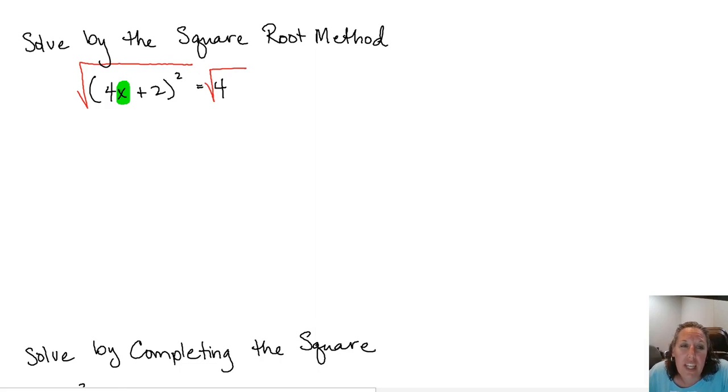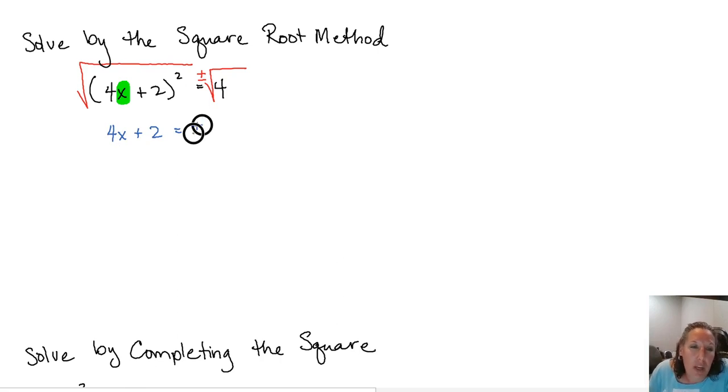Now, when we take any number, square it and take the square root, technically what we end up with is the absolute value of what was inside the parentheses, which could be positive or negative, but that absolute value is going to make it positive. So we're going to put plus or minus. Anytime you're taking an even root, a square root, a fourth root, anything like that, you've got to put plus or minus on it. So the square root and the square, with that plus or minus, cancel, and we're left with just what's inside the parentheses, 4x plus 2.